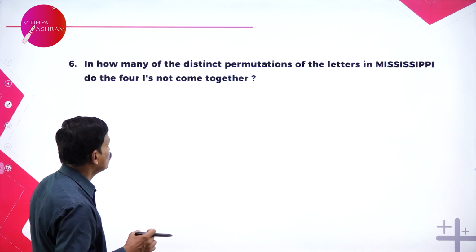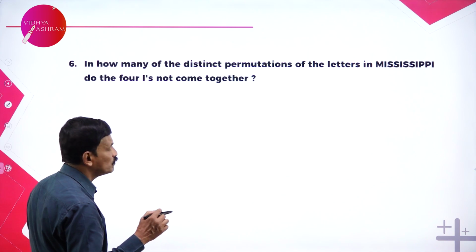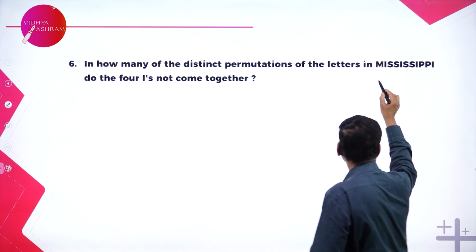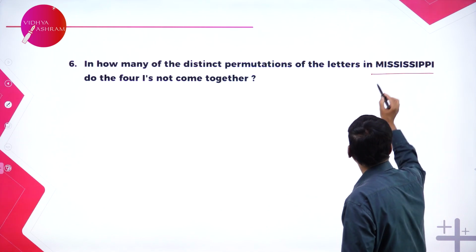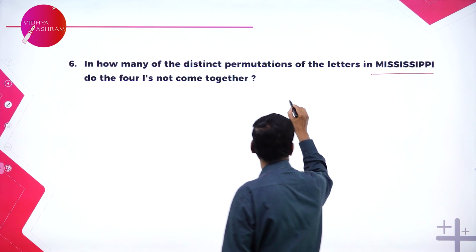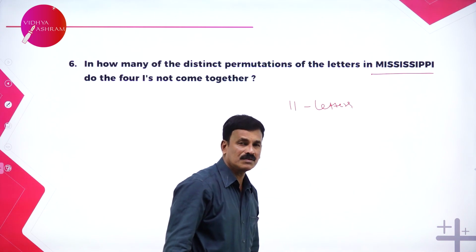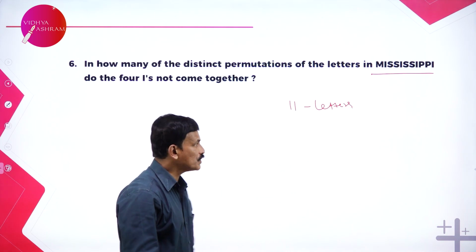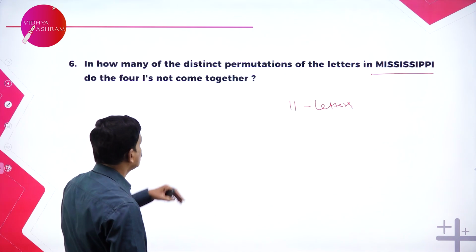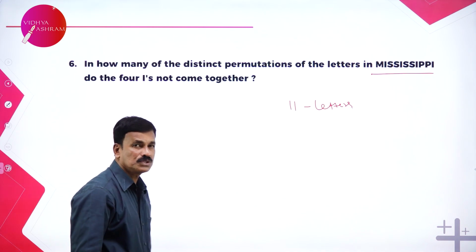In how many distinct permutations of the letters in Mississippi do the 4 I's not come together? So here what is the word given? Mississippi. First count how many letters are there. 1, 2, 3, 4, 5, 6, 7, 8, 9, 10, 11 letters are there in the word Mississippi. Now what is to find? How many of the distinct permutations of the letters in Mississippi do the 4 I's not come together?